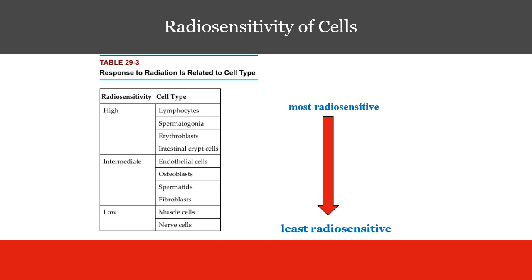Muscle cells are myocytes. And then finally, nerve cells are the least sensitive cells in the human body. This is important to know from highest to lowest sensitivity.